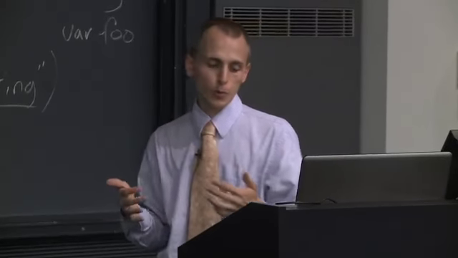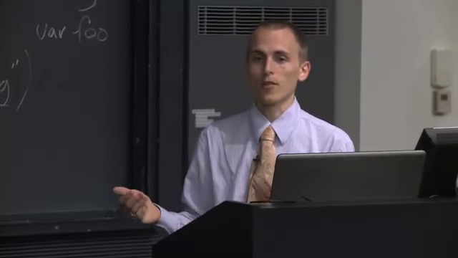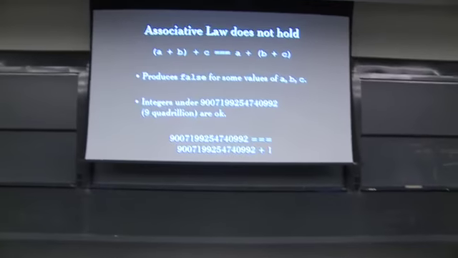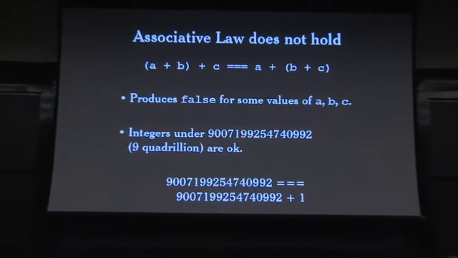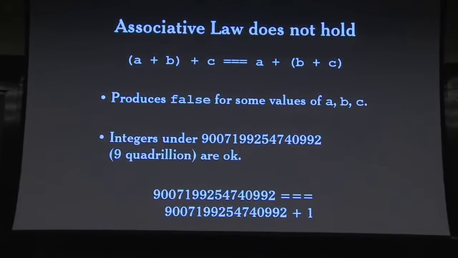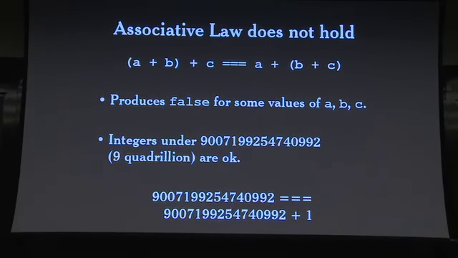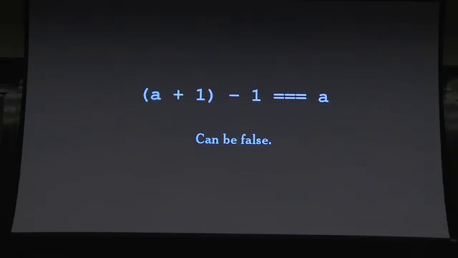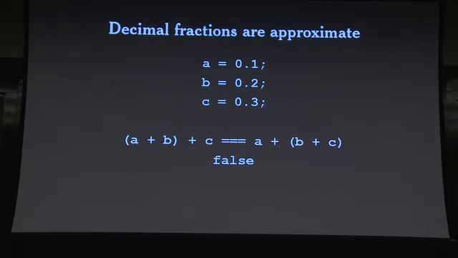So you can achieve a level of precision with it, but everything is based off of approximations, and that becomes problematic at certain points. For example, the associative law does not hold because of the slight bits of rounding that happen with the floating point representations of the numbers. So this actually produces false for some numbers of A, B, C, even though mathematically, it's not a false statement. So decimal fractions are approximate. That is actually false here.